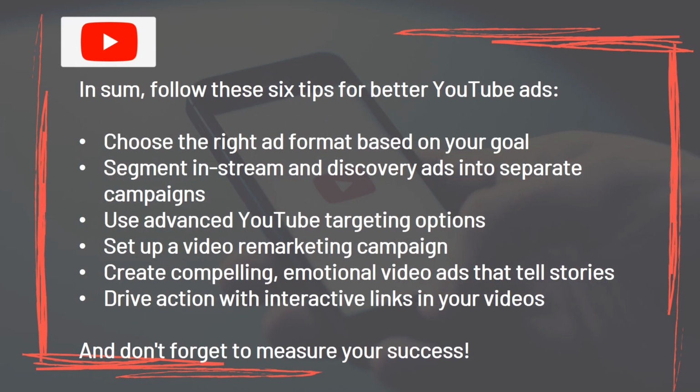In sum, follow these 6 tips for better YouTube ads. Choose the right format based on your goal. Segment in-stream and discovery ads into separate campaigns. Use advanced YouTube targeting options. Set up video remarketing campaigns. Create compelling, emotional video ads that tell stories. Drive action with interactive links in your videos. And don't forget to measure your success.